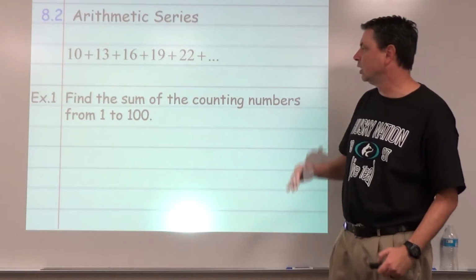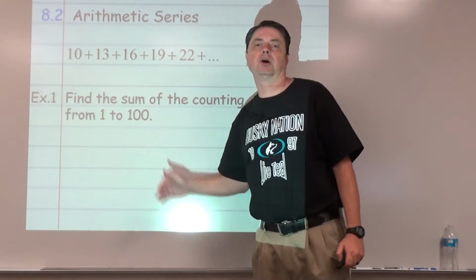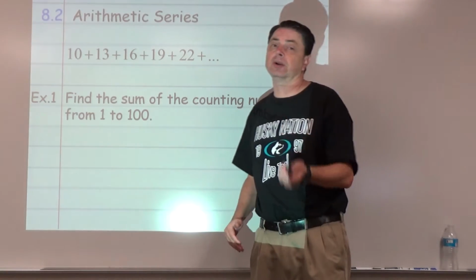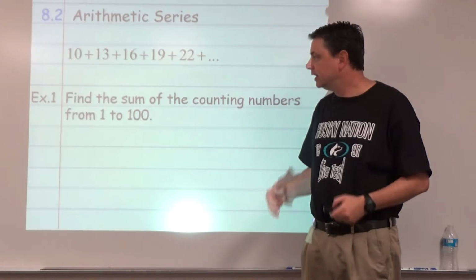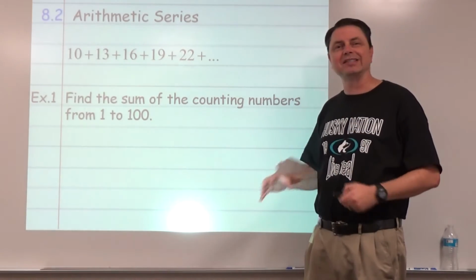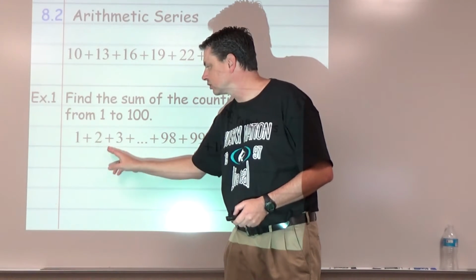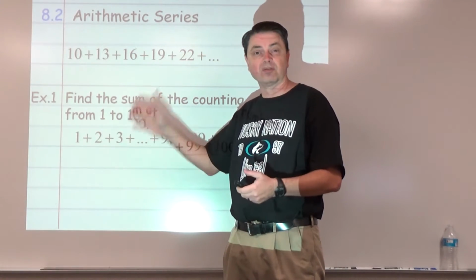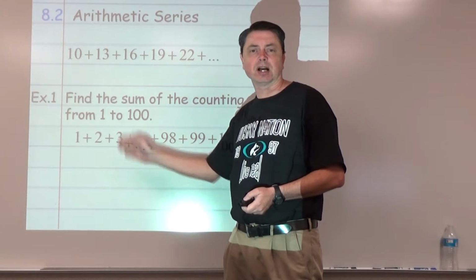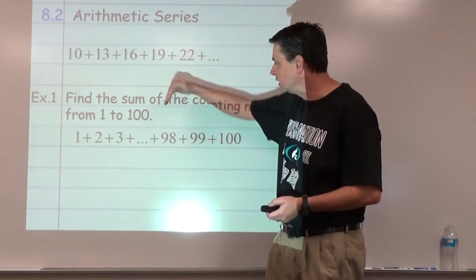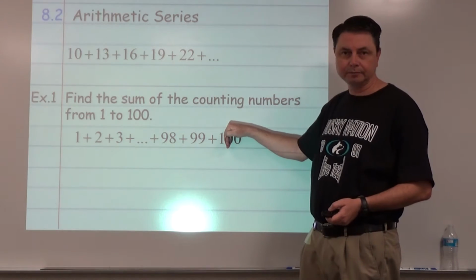So example number 1, find the sum of the counting numbers from 1 to 100. Counting numbers, also known as natural numbers, 1, 2, 3, 4, etc. So if we start to write this out, it would be 1 plus 2 plus 3 plus, and obviously some more, 4, 5, 6, etc. We show the ellipses, the dot, dot, dot, to say the pattern continues. We keep going at 98, 99, and 100.